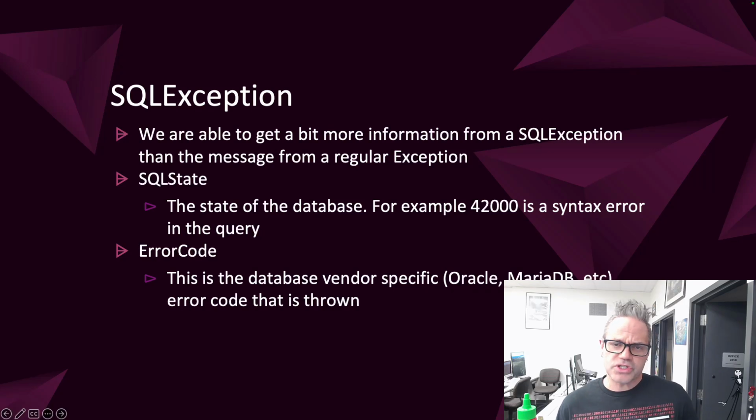An SQLException is also something we have to worry about. An SQLException is a specific subclass of exception that gives us more information about what we're doing when we're working with queries using SQL. One of the things we get is the SQL state, so we can get the state of the database. For example, 42000 is a syntax error in the query for Oracle. And then an error code, which is database vendor-specific information, like Oracle, MariaDB, Microsoft, etc., showing the error code that is thrown. It makes it really easy to search: why is that error happening? Oh, there's the error code I can search for.